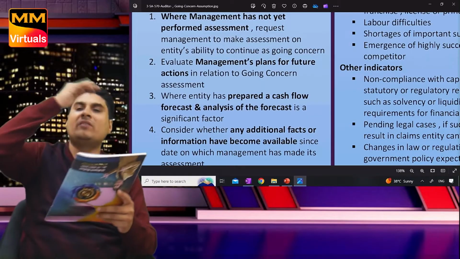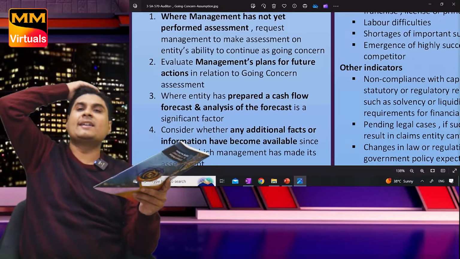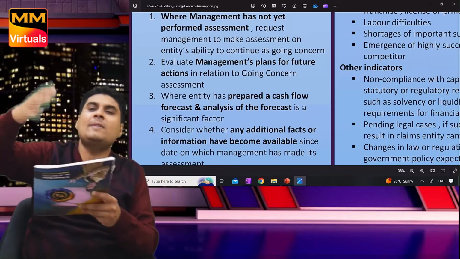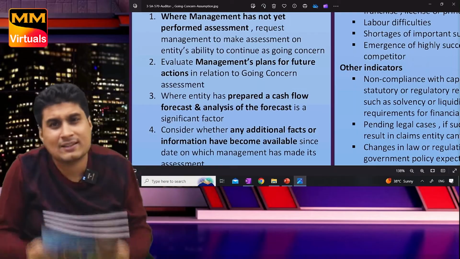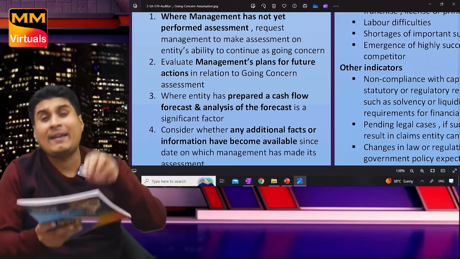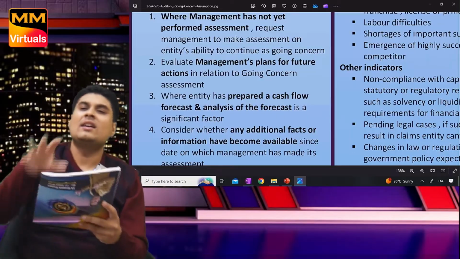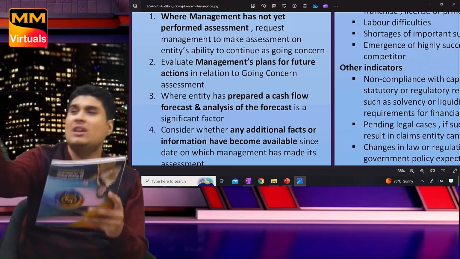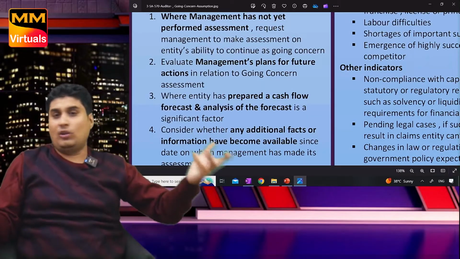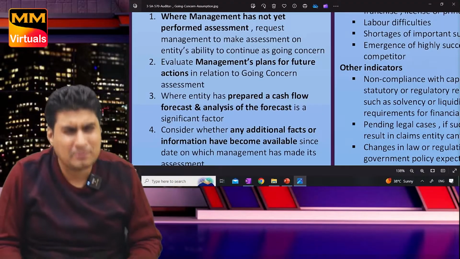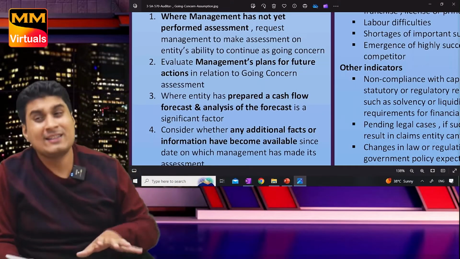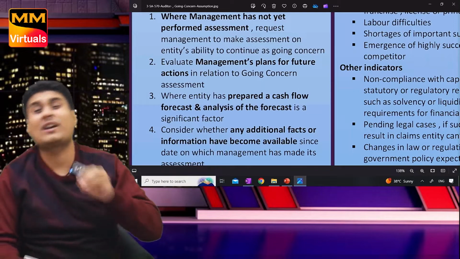Number one, when management has not yet made an assessment, the additional procedure is to tell them please make an assessment. Then they will give you the assessment. Evaluate the management plan for future action in relation to going concern. Is the plan good or not? You have to see what is inside the plan. Cash flow forecast, where management has prepared a cash flow forecast. See that the assumptions used in the forecast are appropriate.